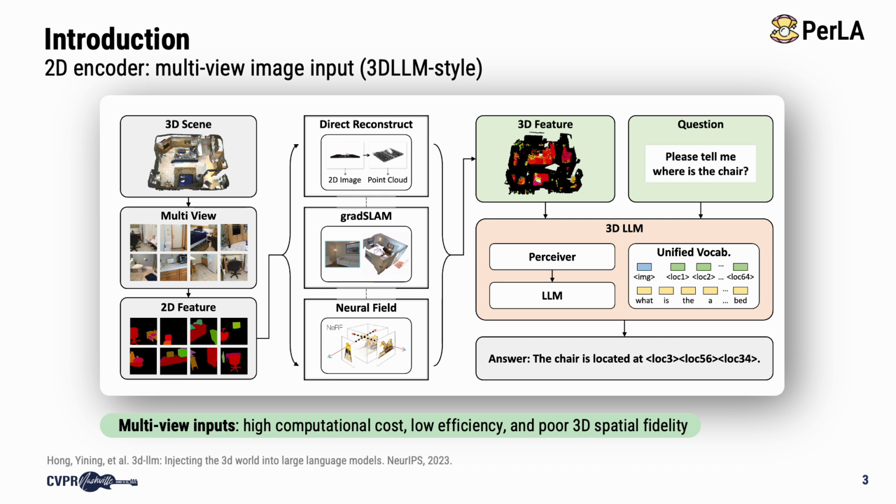Recent methods like 3D large language models rely on multi-view image inputs to inject 3D awareness into the language models. However, this comes at the cost of high computation and often lacks accurate 3D spatial understanding, which limits performance in tasks like visual question answering.